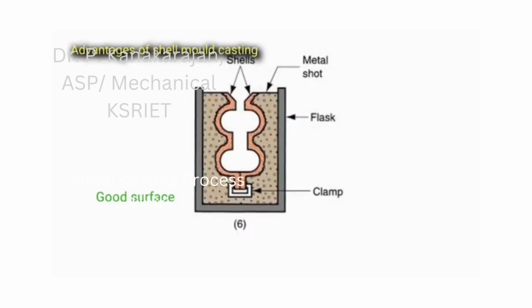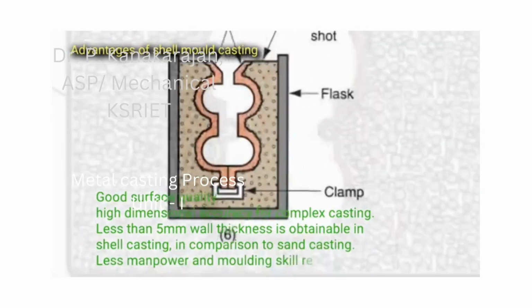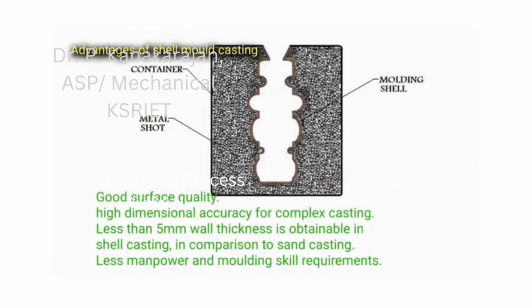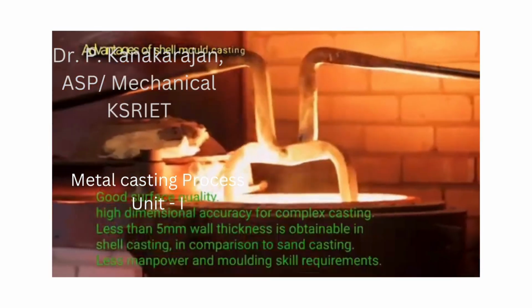Advantages of shell mold casting. Good surface quality. High dimensional accuracy for complex casting. Less than 5 mm wall thickness is obtainable in shell casting, in comparison to sand casting. Less manpower and molding skill requirements.